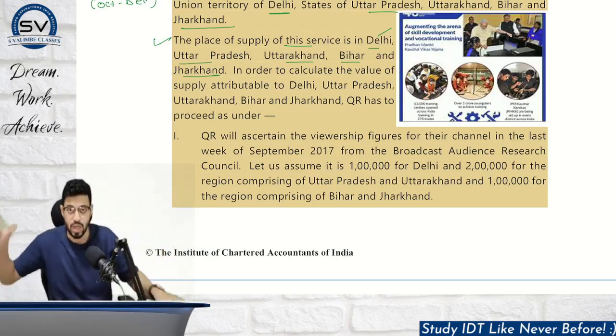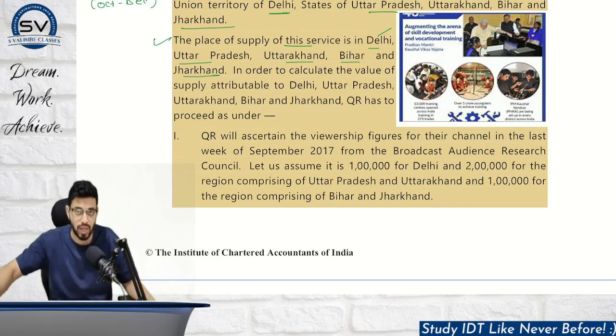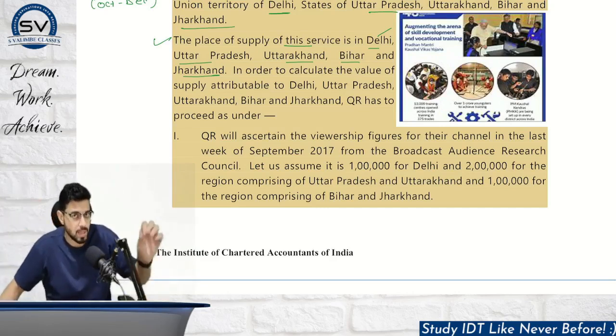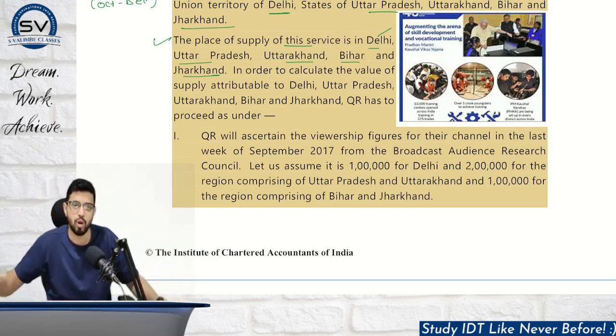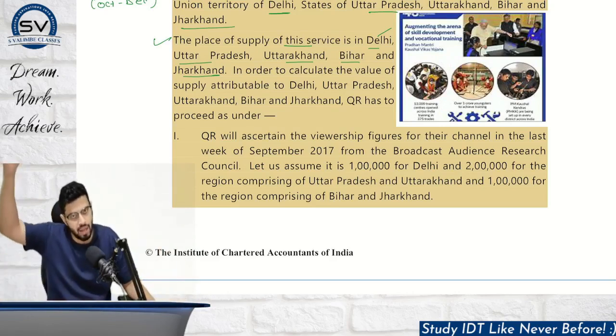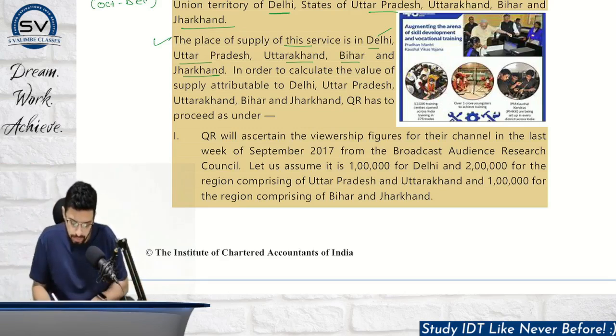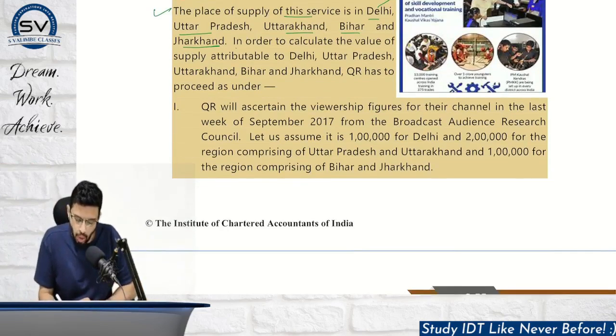Please don't get confused. The table we have studied right now will be applied only and only if the contract arrangement is silent. It is possible that in the exam, they won't give you the table-related data. They will directly give you the first priority contract arrangement basis value. You just apply that and calculate the place of supply.